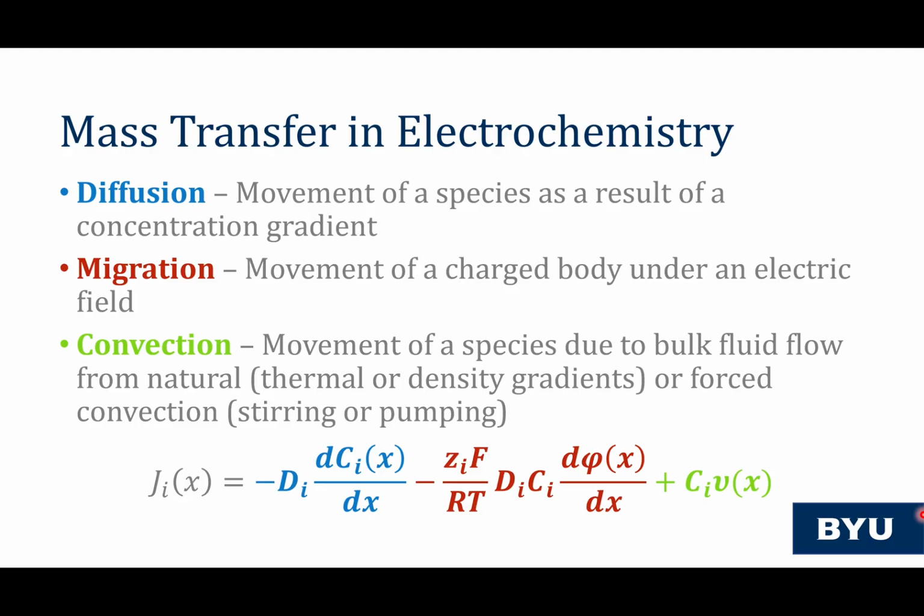So how do we think about mass transfer in electrochemistry? We think about it in three terms: diffusion, migration, and convection. Diffusion is how species move based on a concentration gradient. Migration is how charged particles move under electric fields, which we of course have because we're applying potentials. So with migration, we might see a negative ion being attracted to the anode, which is positively charged. And then of course there's convection, where the fluid itself is moving, not just the species inside of it.